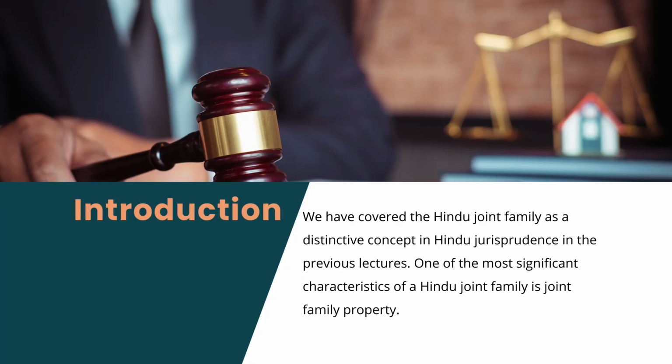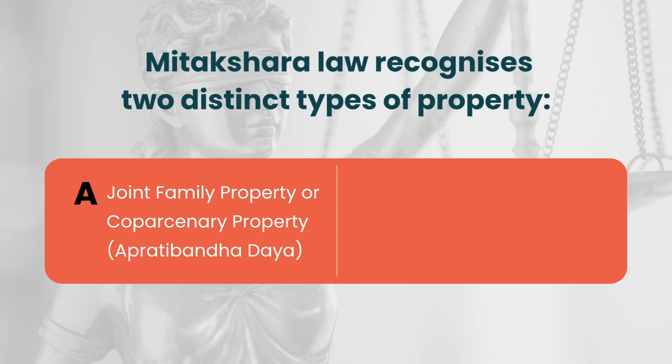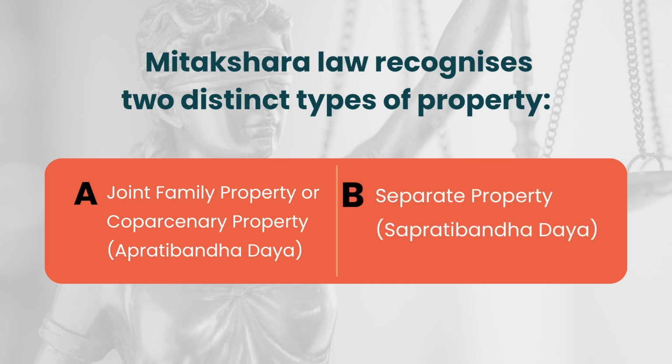Let's begin with a brief overview. We have covered the Hindu joint family as a distinctive concept in Hindu jurisprudence in the previous lectures. One of the most significant characteristics of a Hindu joint family is joint family property. Mitakshara law recognizes two distinct types of property. Firstly, joint family property or coparcenary property, that is apratibandh daya. Secondly, separate property or sapratibandh daya.